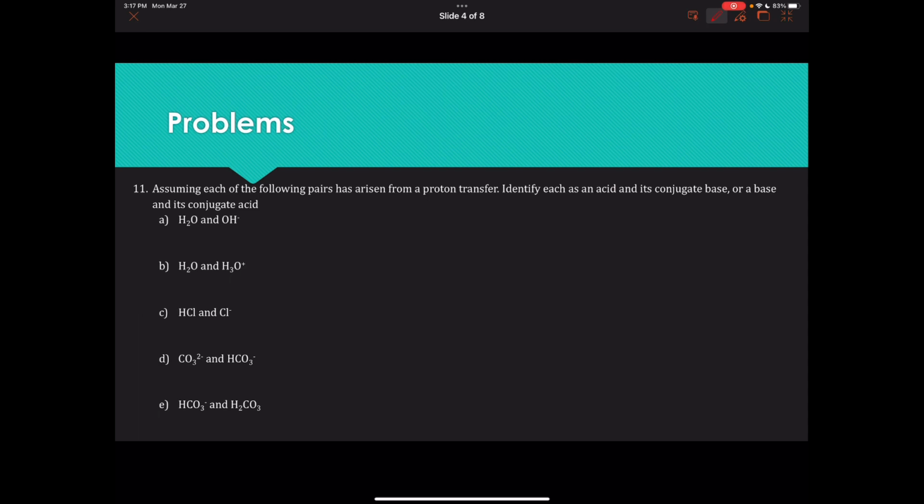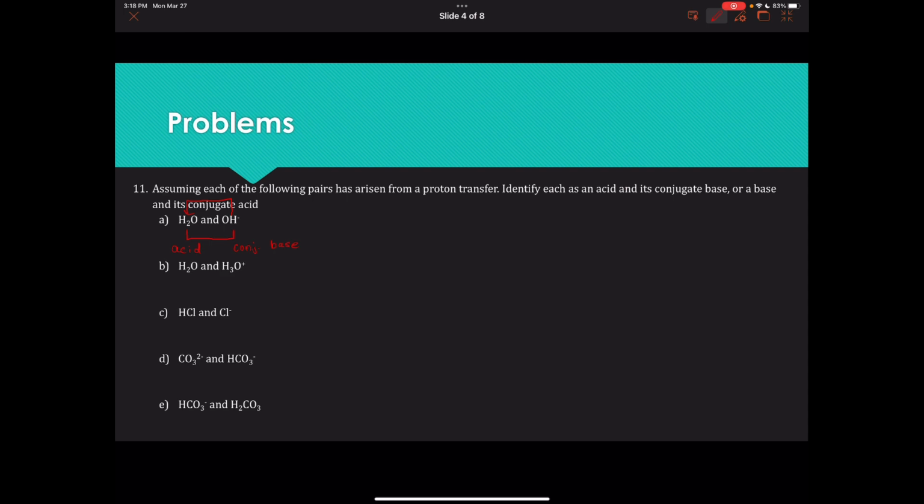So if I look at comparing water and hydroxide, H2O goes to OH minus. We lose a hydrogen. That means my H2O has got to donate a hydrogen to something in order to form that hydroxide. So that H2O is an acid. If that's the acid, that means the hydroxide is the corresponding conjugate base. It's a base because if we reverse that reaction and go from OH minus to H2O, we have to gain a hydrogen. So when water is behaving as an acid, hydroxide is its conjugate base.